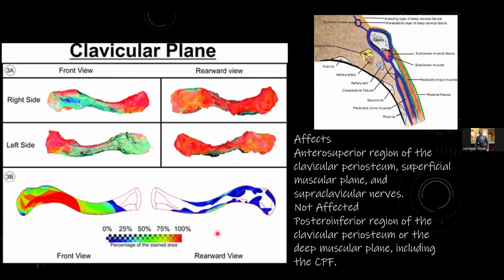So this is the article which mentions both on the right side and the left side, the front and the rear view. And you can see the rear view, it is not stained at all, while at the front on the left and right, it is consistently stained. So they came to a conclusion that the posterior inferior region of the clavicular periosteum or the deep muscular plane, including the clavipectoral fascia, is not affected at all. So we are yet unsure whether the clavipectoral fascial plane block would really give you a good anesthetic or analgesic in the perioperative period.